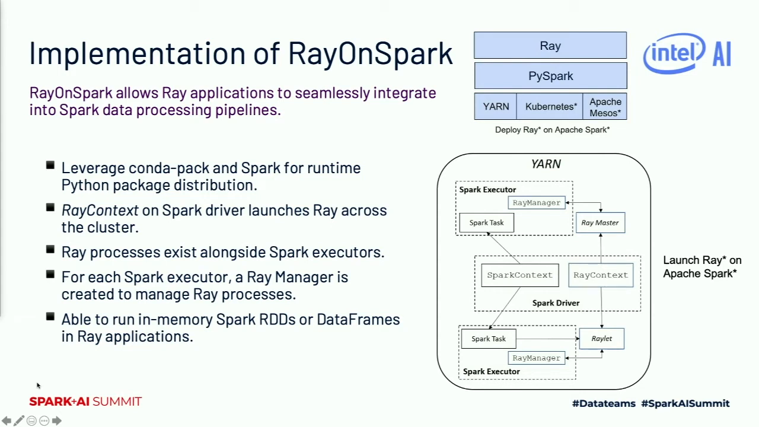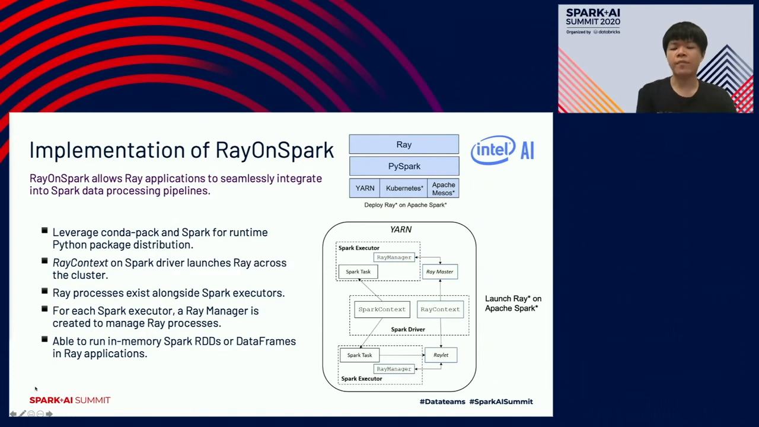In addition, the Ray context is also responsible for creating a Ray manager inside each Spark executor to manage the Ray processes. That is to say, the Ray manager would automatically shut down the Ray processes and release the corresponding resources after the Ray applications finish. So in the setting of Ray on Spark, we have Ray processes and Spark processes in the same cluster. Therefore, it makes it possible for Spark in-memory RDDs or data frames to be directly streamed into Ray applications for advanced AI purposes. So this is basically the architecture of Ray on Spark.